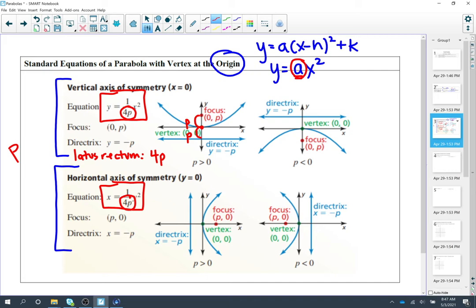So from your focus on any one of these pictures, you go out to the left, you go out to the right. This distance is 4p, which is your latus rectum. There's 2p on the left, 2p on the right, and it shows you exactly how wide your parabola should be.